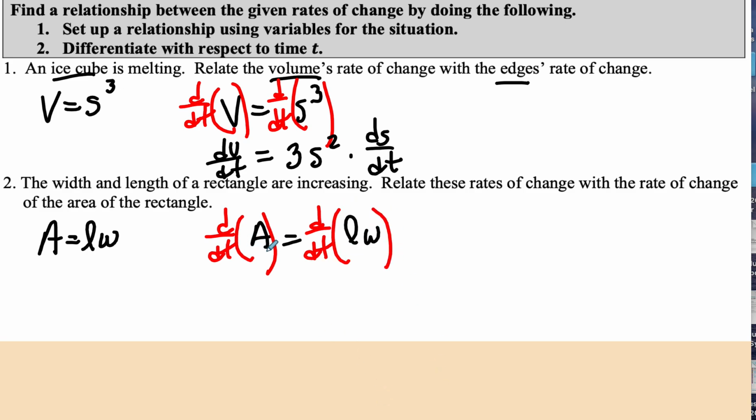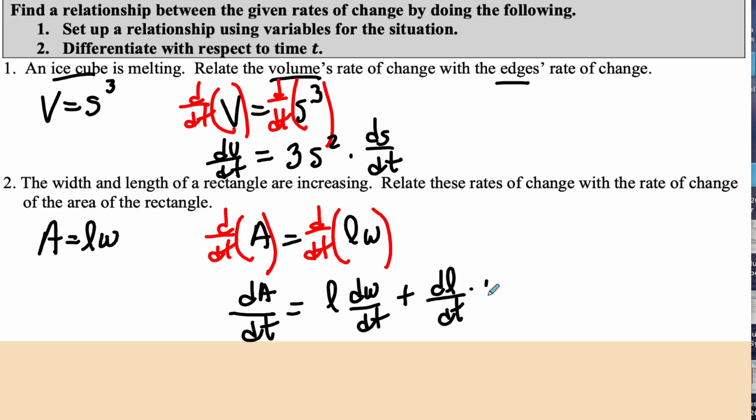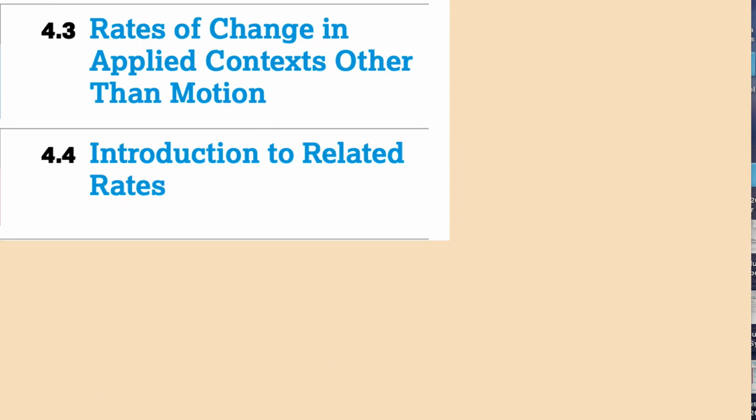All right, and then again, treat A as a differentiable function, dA/dt. And then for this one, I have to remember I'm using a product rule. I have two functions, an L and a W. I'm going to leave the L alone, and I'm going to take the derivative of W, dW/dt, and then I'm going to take the derivative of L, dL/dt, and then times it by W. And now I have an equation that relates three rates of change. The rate of change for area with respect to time, and length with respect to time. And this is the end of the video.